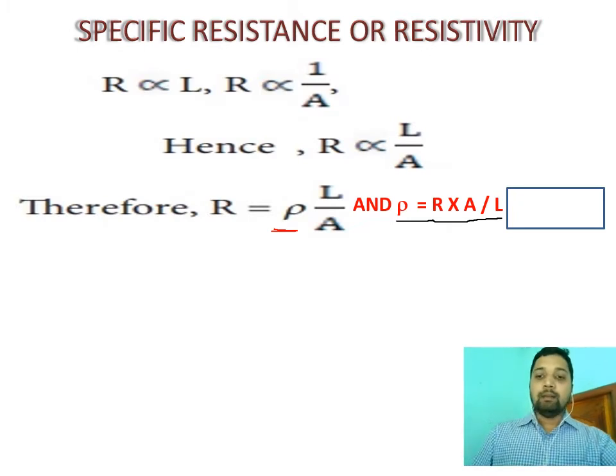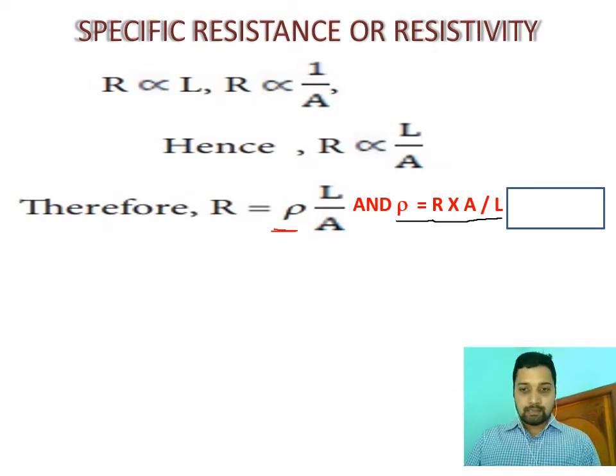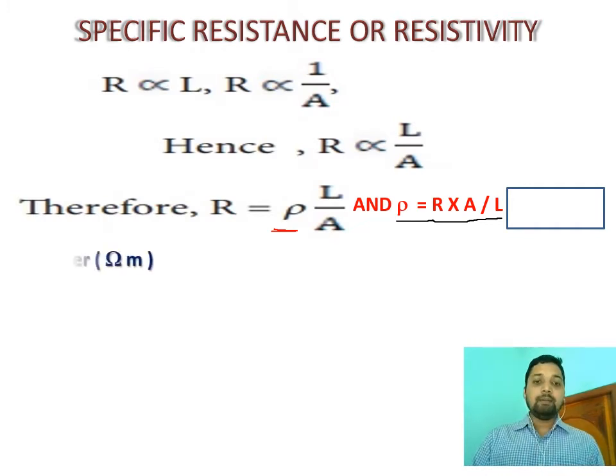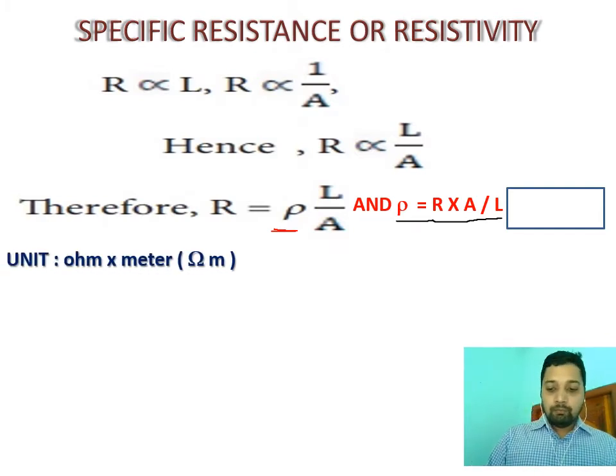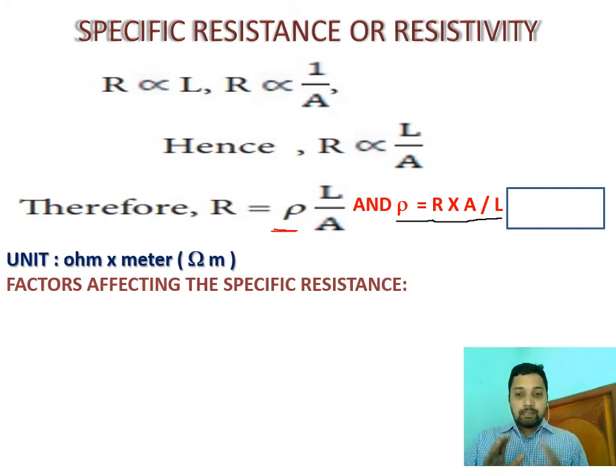But what can you say about the resistivity? Resistivity is a property, that property by which any substance offers resistance. Some substances give more resistance, their resistivity is high. Some give less resistance, their resistivity is low. Resistivity has the unit ohm into meter, or ohm meter, and this resistivity again depends upon some factors.